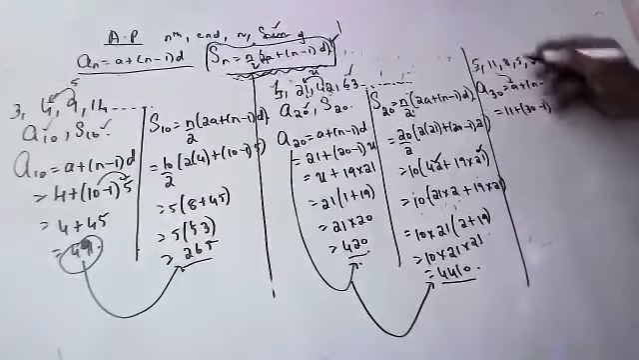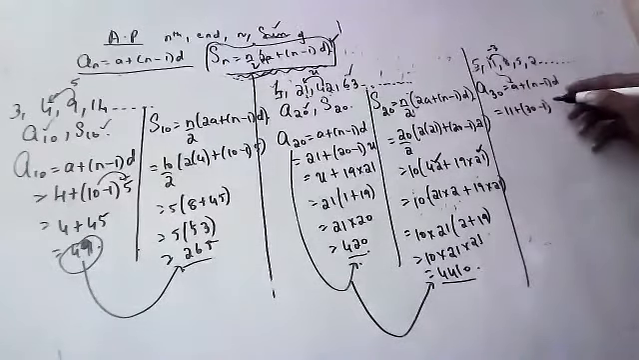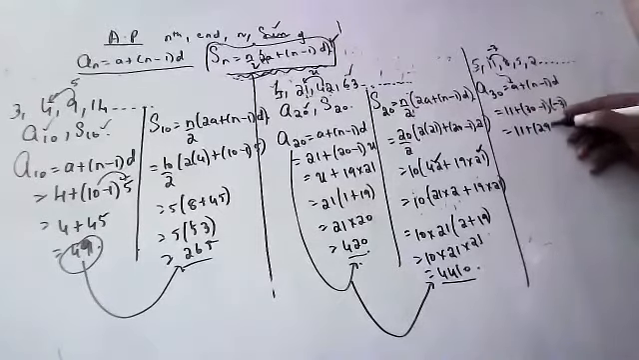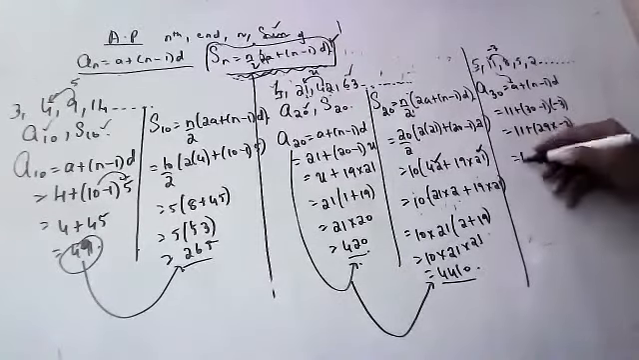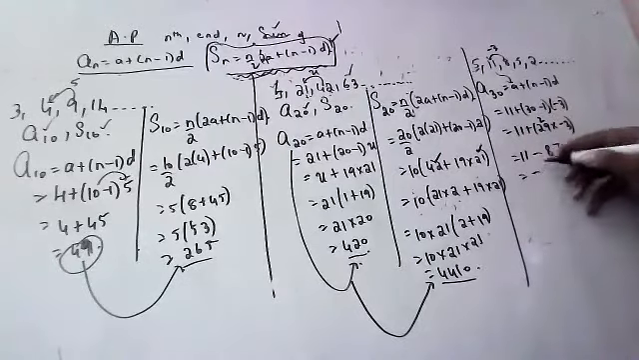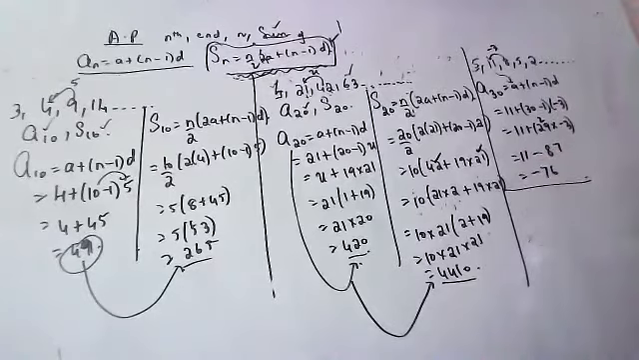11 plus 30 minus 1, into minus 3, sir. 11 plus 29 into minus 3, sir. Okay, sir, 11 minus 87, so minus 76. In the same sequence, minus 76 is the 30th term, children. The 30th term is minus 76.